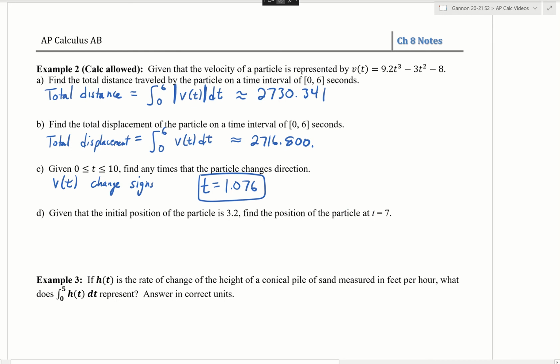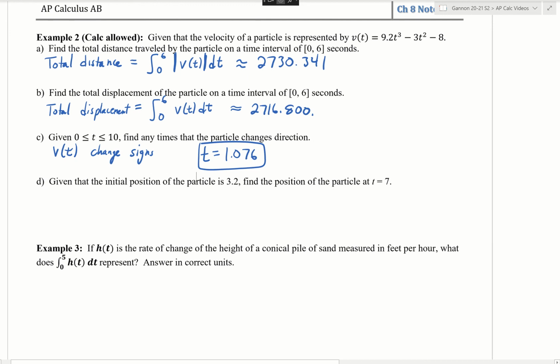All right, for D, it says given that the initial position of the particle is 3.2, we want to find the position of the particle at t equals 7. In order for us to find the new position at t equals 7, we need to know where we're starting, which is that 3.2. And then we need to know the displacement, basically. How far did we end up from where we started? So we're going to use the displacement, not the total distance. We're going to take the integral from 0 to 7 of v of t dt, because that will give us the amount of change.